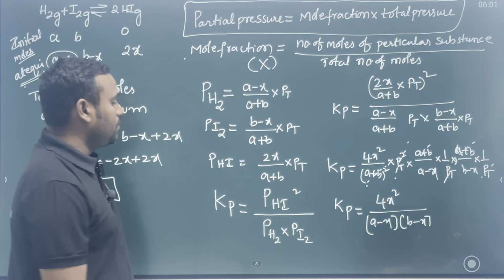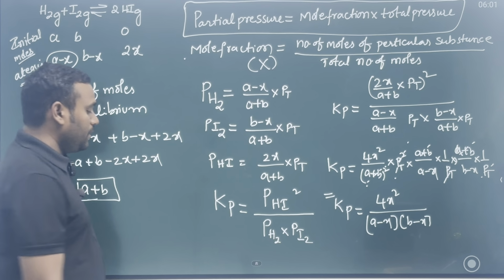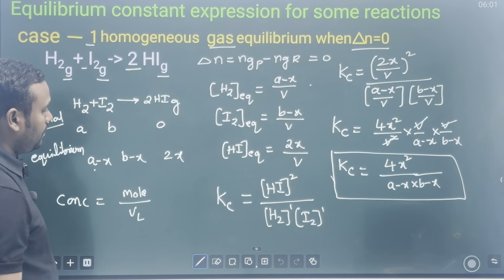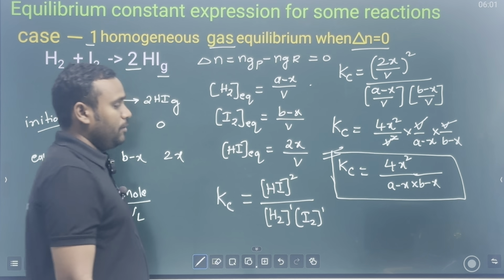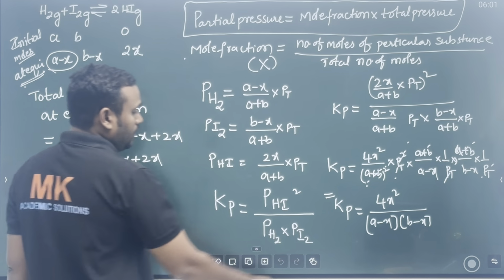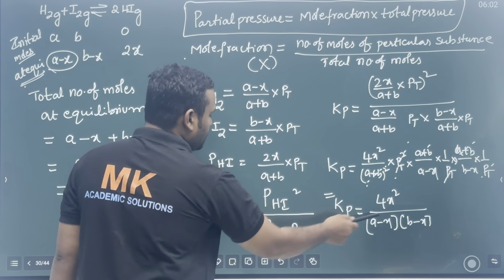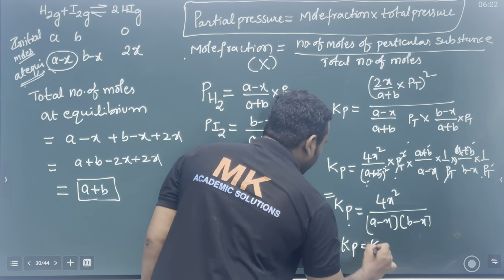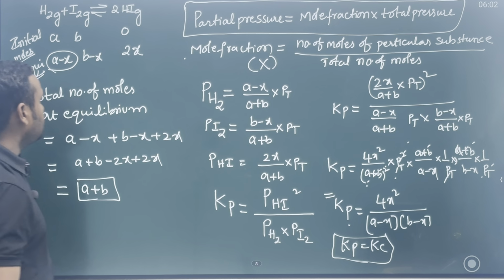When you observe the Kp and Kc expressions, both are the same. Kc is also equal to 4x square by A minus x into B minus x, and Kp is also equal to 4x square by A minus x into B minus x. Means here Kp is equal to Kc, we can write Kp equal to Kc. Okay, so this is about what?